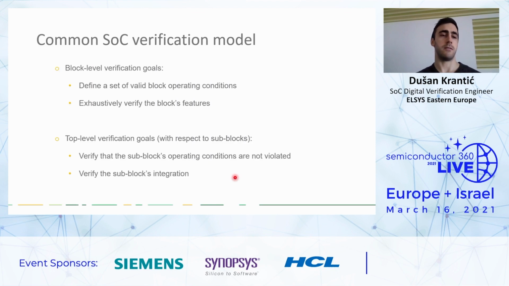To understand how and why we should do that, let's briefly go over the goals of each verification level. So basically on the block level verification, if you're doing formal, the goal would be first to define some set of valid operating conditions. So we have to define how our block is intended to be used, and then exhaustively verify the block's features. And on the top level or higher levels, the goal is mainly with respect to these sub-blocks. The goal is mainly to verify the integration of those blocks and the connectivity into the system, and to check that their operating conditions are not violated. So basically to ensure that the block is used correctly.